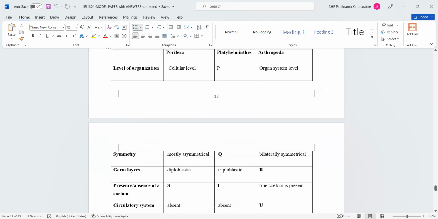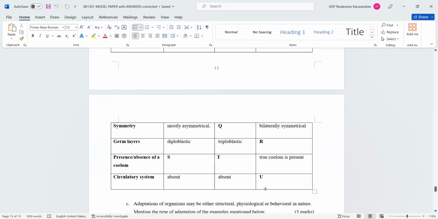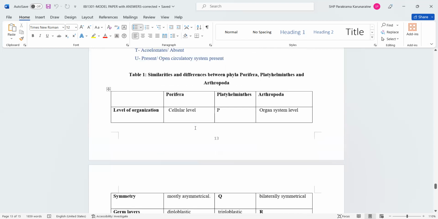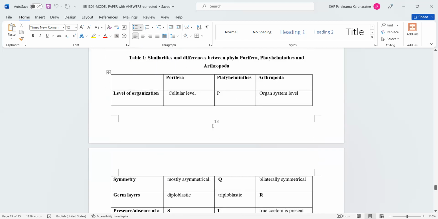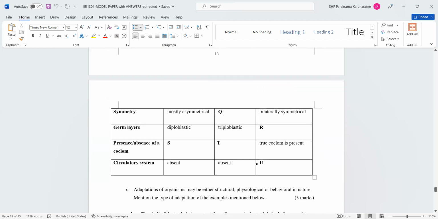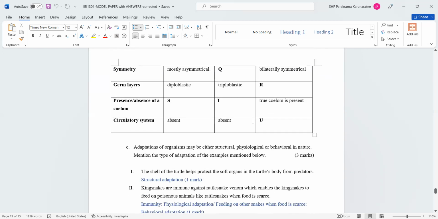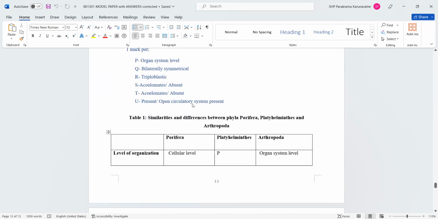Annelida you can find, and Arthropoda you can find, but it is a hemolymph, right? Hemolymph is open circulatory system. In Mollusca also open circulatory system. In Echinodermata, circulatory system is absent. Blood vascular system, you don't find in Echinodermata. Instead, you find in Echinodermata water vascular system, right? Okay. These are the answers given here.